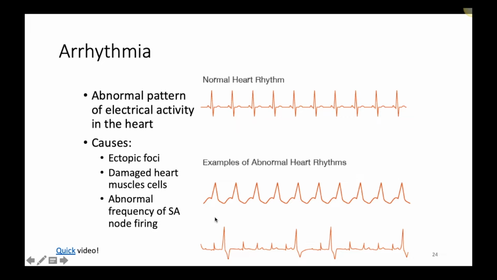And you can look at this video. If you have the actual PowerPoint video, you can look at the little video. It's very helpful. So here's an example of a couple of abnormal heart rates. So again, it's abnormal pattern of electrical activity in the heart. That's an arrhythmia.